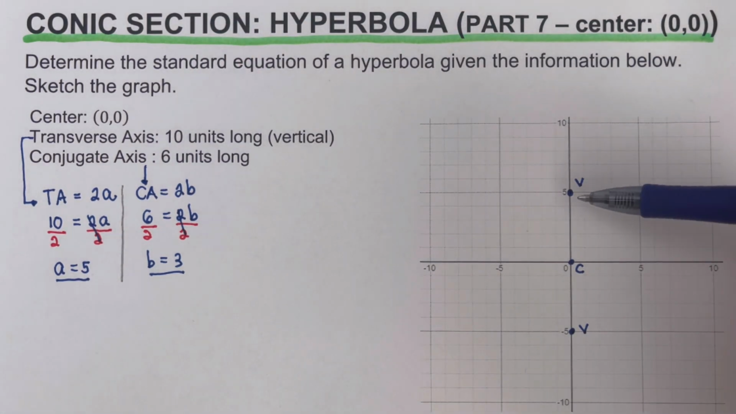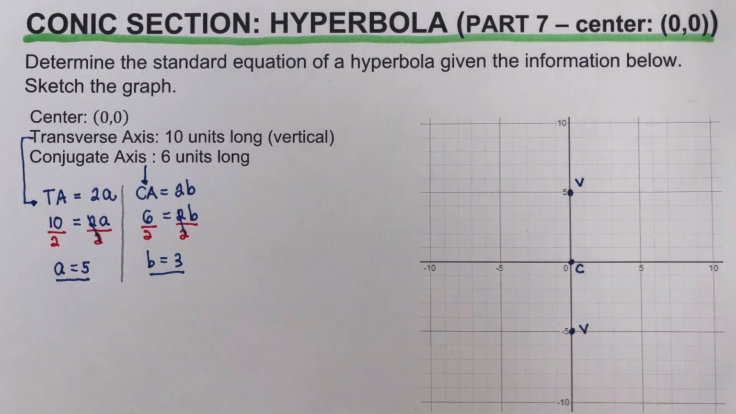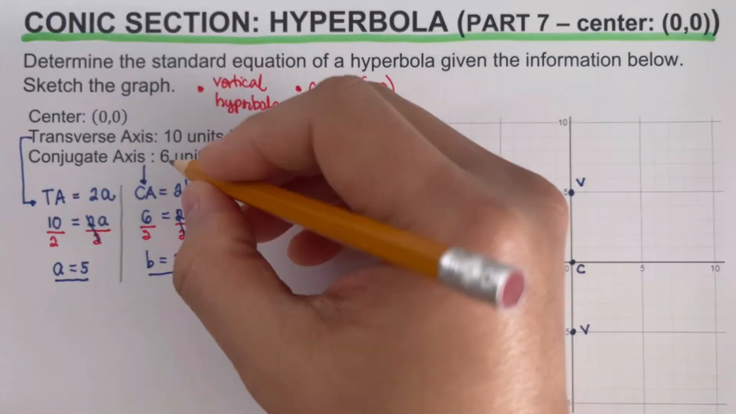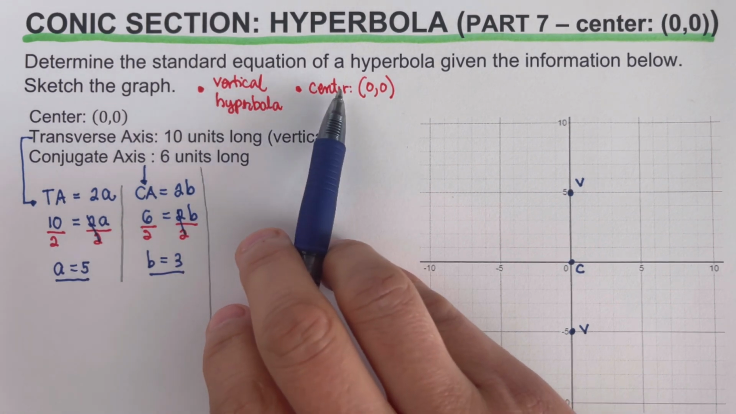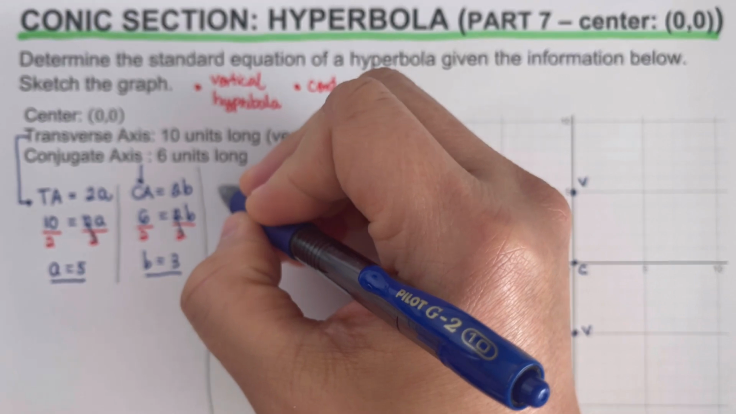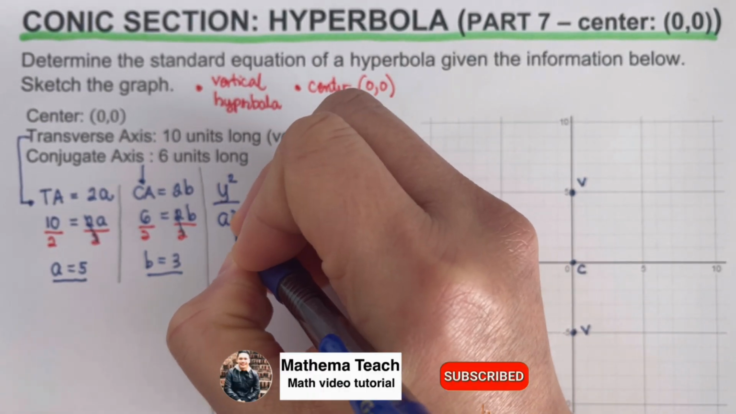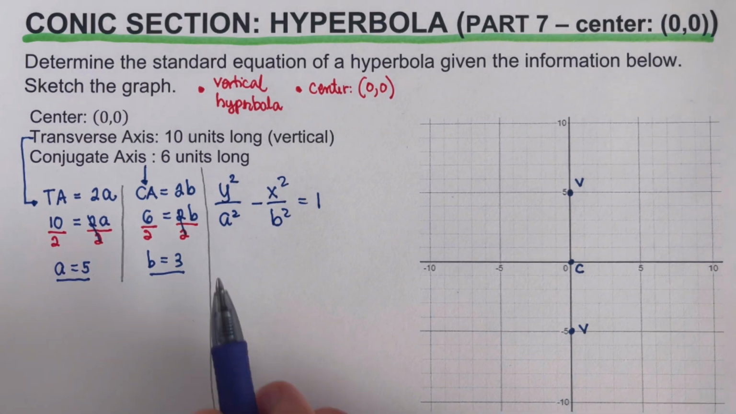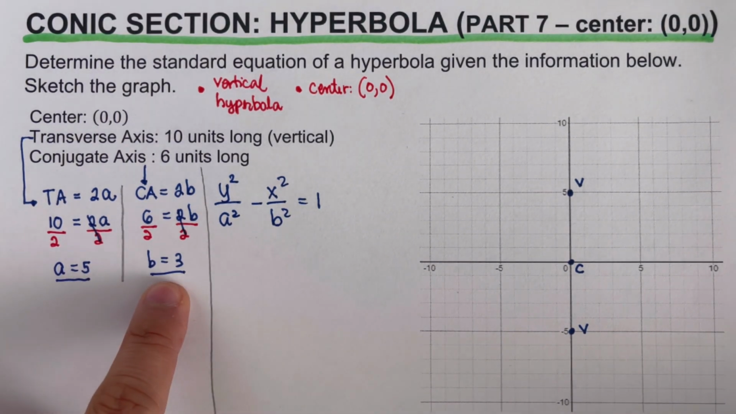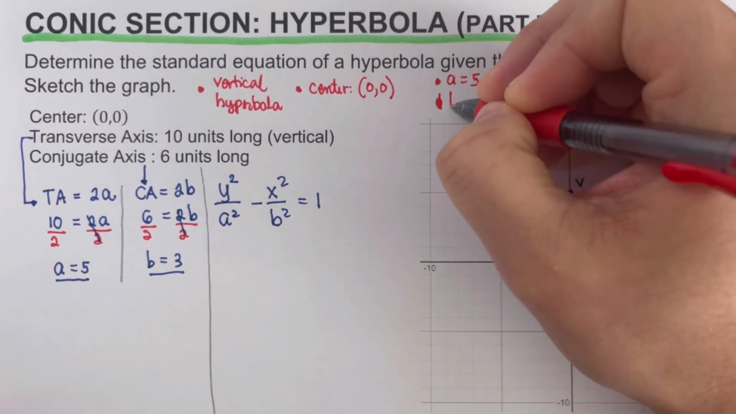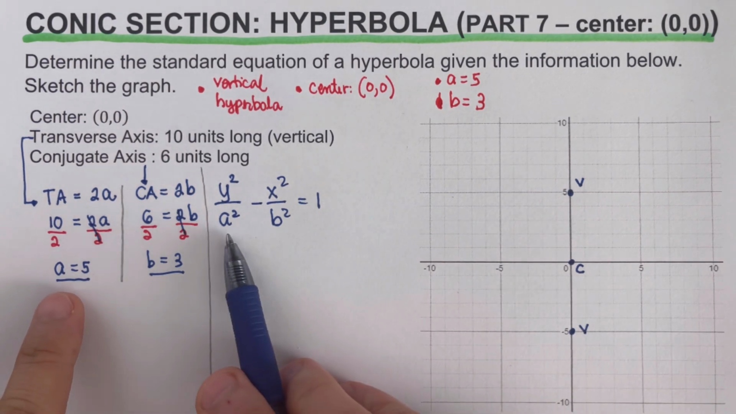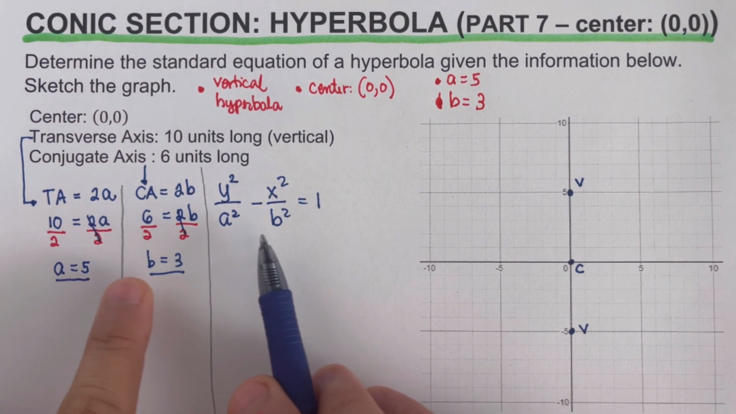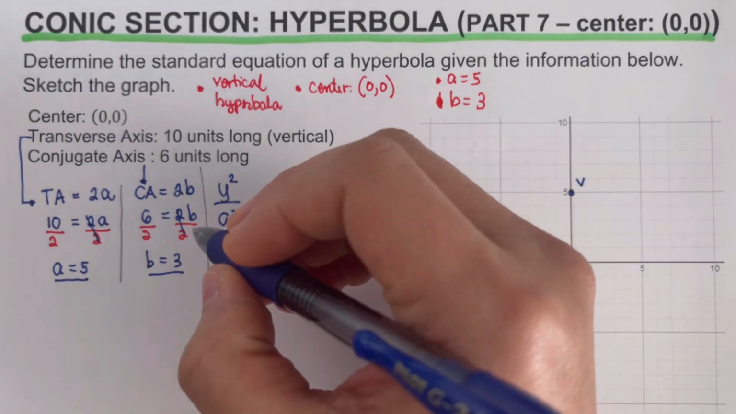Since these two vertices are vertical relative to each other, this is an example of a vertical hyperbola with center at 0, 0. So I'm going to write that information up here. Since this is a vertical hyperbola with center at 0, 0, the general equation is y squared over a squared minus x squared over b squared equals 1. We need to determine what a and b are, and we have solved it over here. So I'm going to write these values for a and b up here. Now we are going to plug the value of a and b into this equation. So our equation would come out.